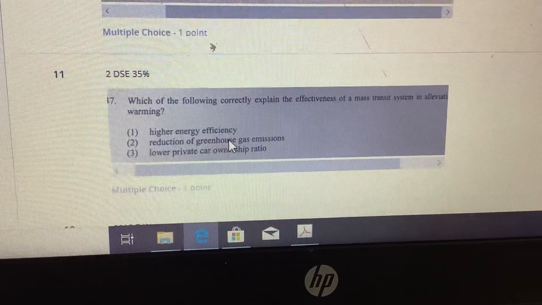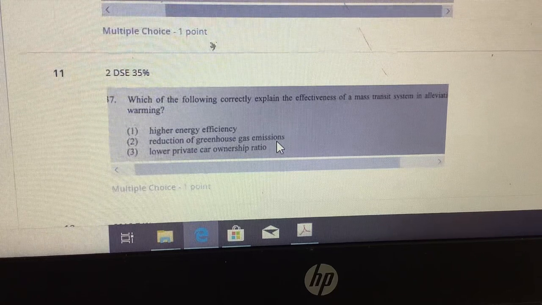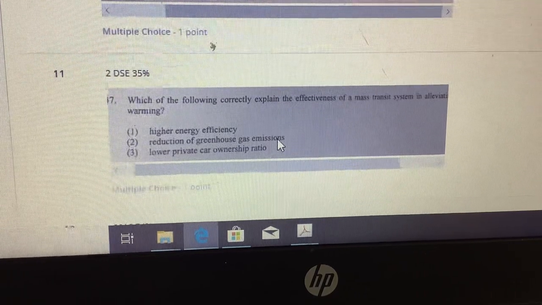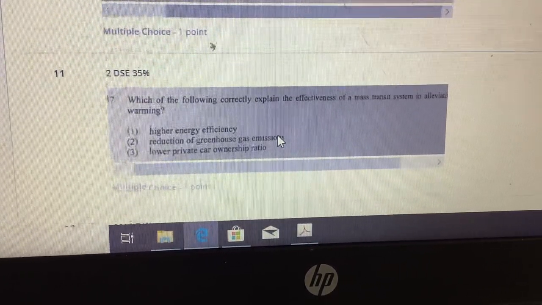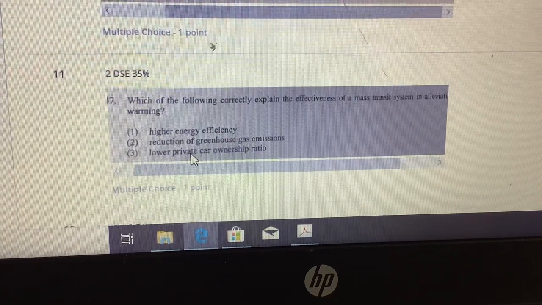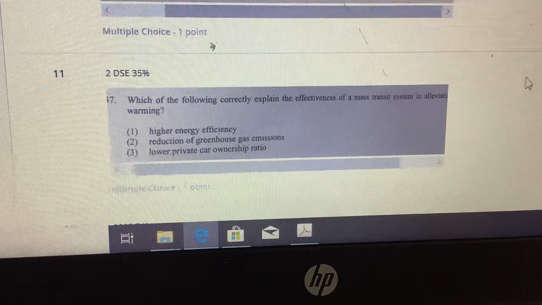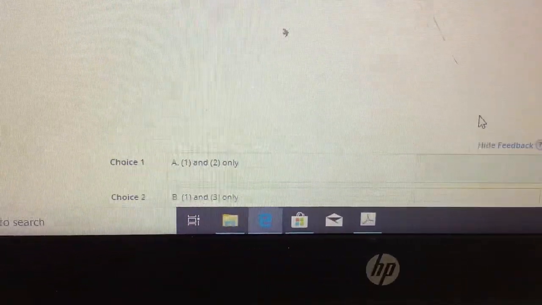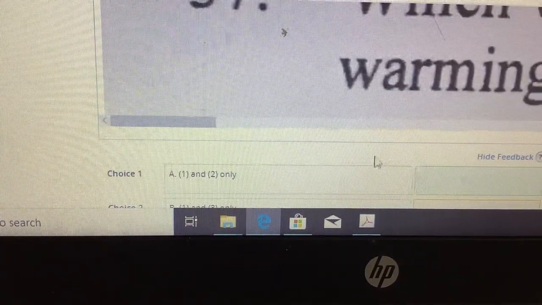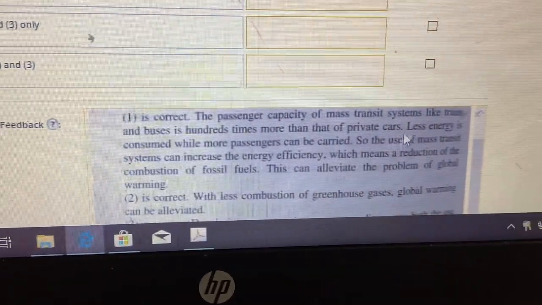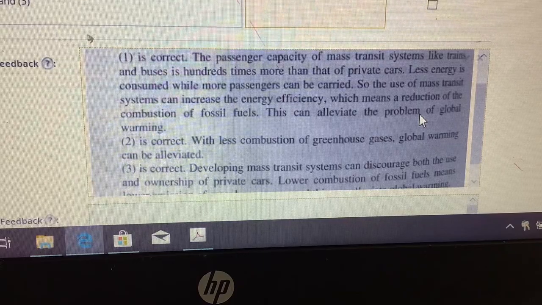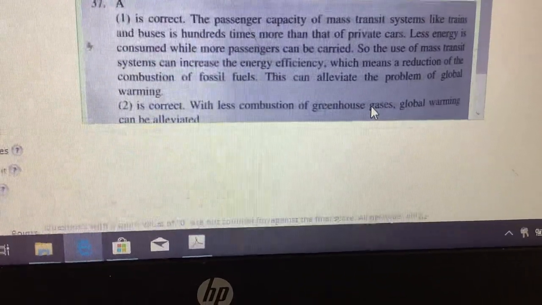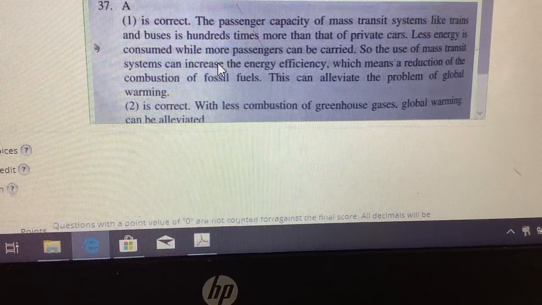Number two, reducing greenhouse gas emission. This one is true because we are using public transport, and public transport has a higher transport efficiency. If it's talking about transport efficiency, it is higher. So number two is correct. Lowering the private car ownership ratio, this is also correct. So is it number two and three? Quite few people got it right. I thought there may be some tricky points. Yes, it's true, there are some tricky points. Both of them are correct. Let's see how to explain it. Less energy is consumed.